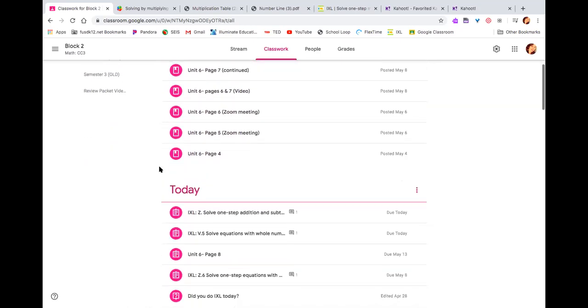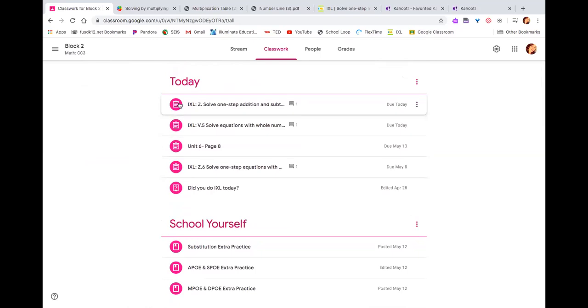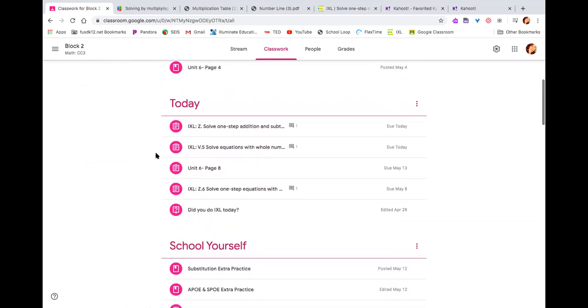And then for IXL, I'm going to include the new one. And then I'm going to rotate some of this stuff out as I see more people get it done. Does that sound good?